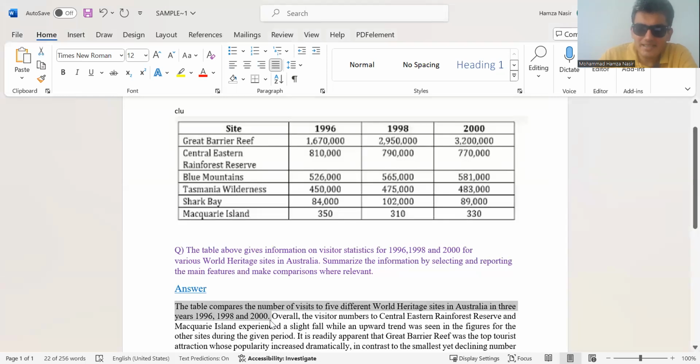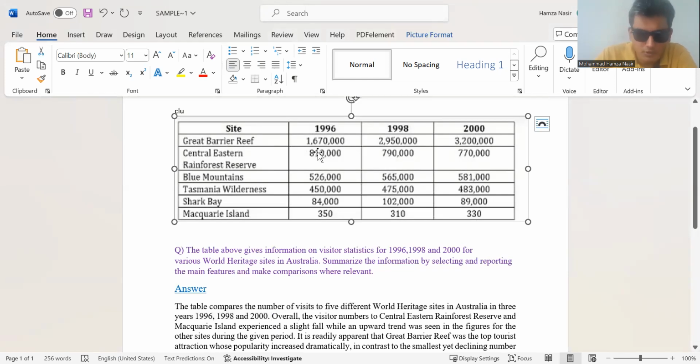Now, what we see in this case is that if we look at Central Eastern Rainforest Reserve, the figures as we move forward in time from 1996 to 1998 all the way to 2000, with the passage of time, we see the number of tourists is going down from 810,000 to 790,000, all the way to 770,000 in the year 2000.